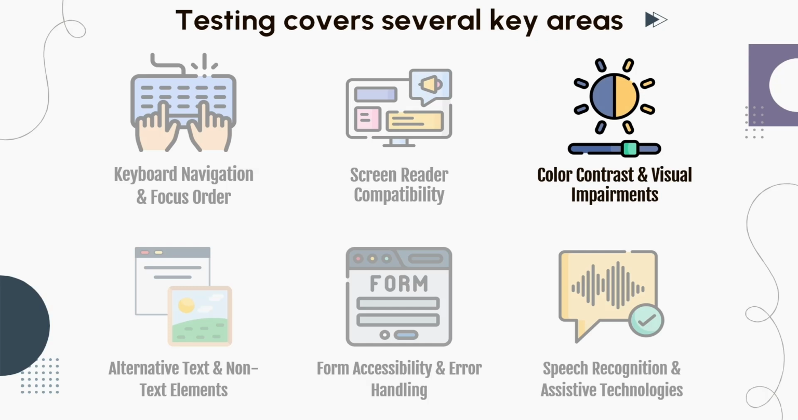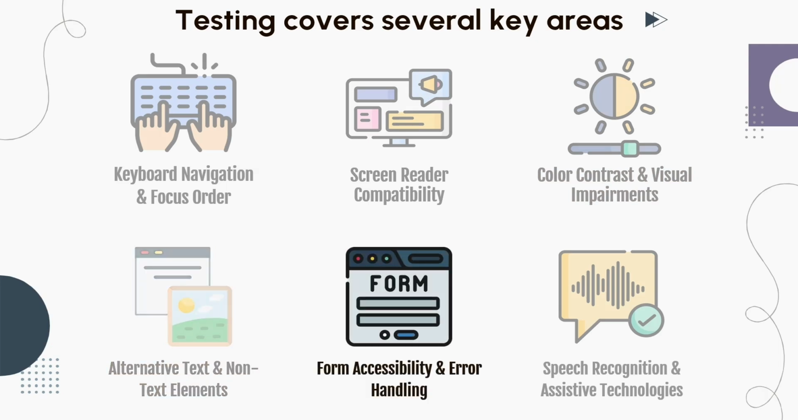This area assesses the visibility of text and visuals for users with color blindness. We check color contrast ratios to ensure readability and compliance with WCAG guidelines, making content clear for all users. Next on our list is alternative text and non-text elements. Providing alternative text for images is crucial for users who can't see them. This ensures all visual content has descriptive text, helping screen reader users understand the context of images and icons. The next aspect is form accessibility and error handling.